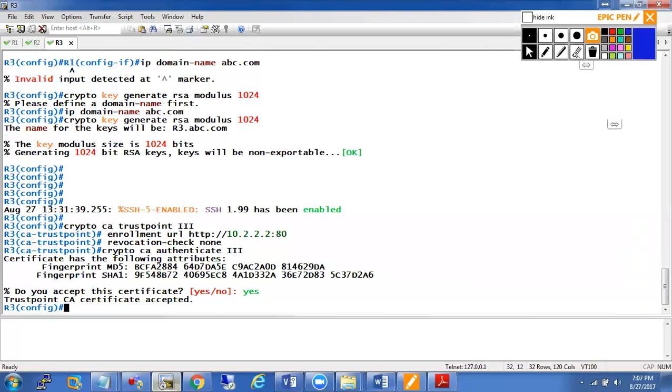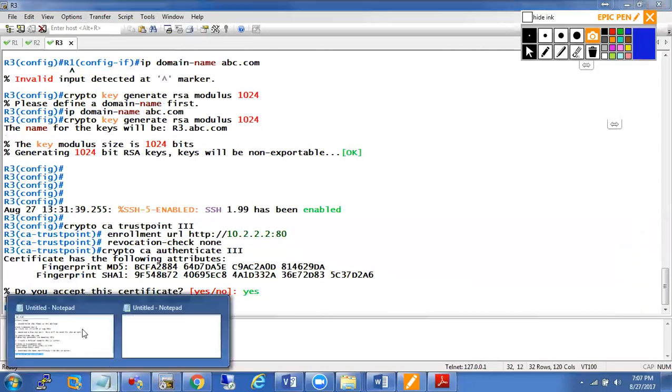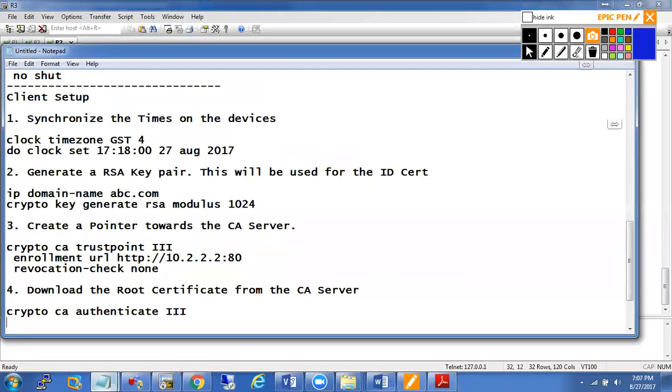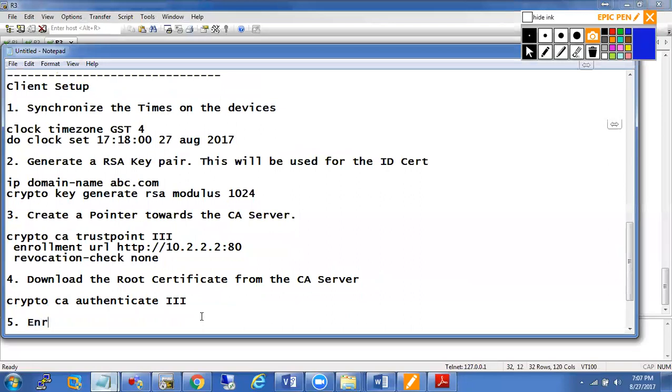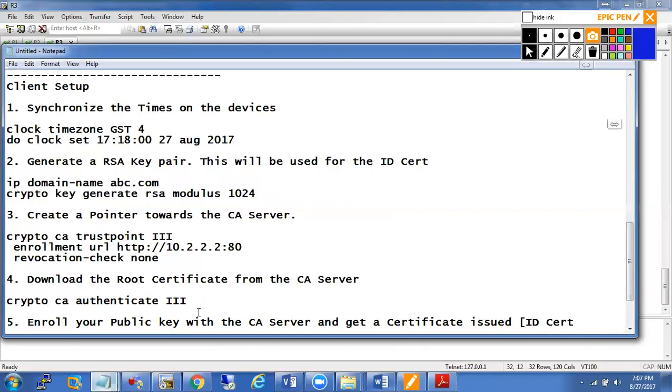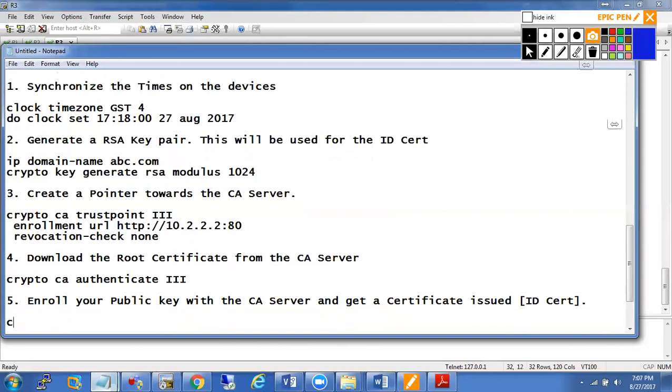All right, good. Now the next thing over here is the last thing. Enroll your public key with the CS server and get a certificate issued. What type of certificate would this be? This would be the ID cert. The command for that, crypto CA enroll.